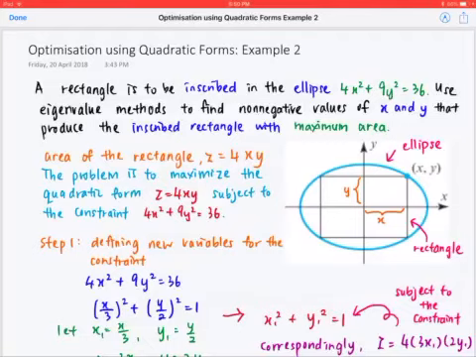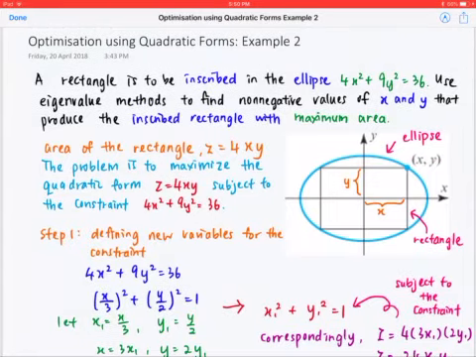Okay, now let us consider another example where the constraint is not in the simplest form. Before that, let's read through the question here. A rectangle is to be inscribed in the ellipse 4x squared plus 9y squared equals 36. Use the eigenvalue methods to find the non-negative values of x and y that produce the inscribed rectangle with maximum area. So remember, optimization involves two components.